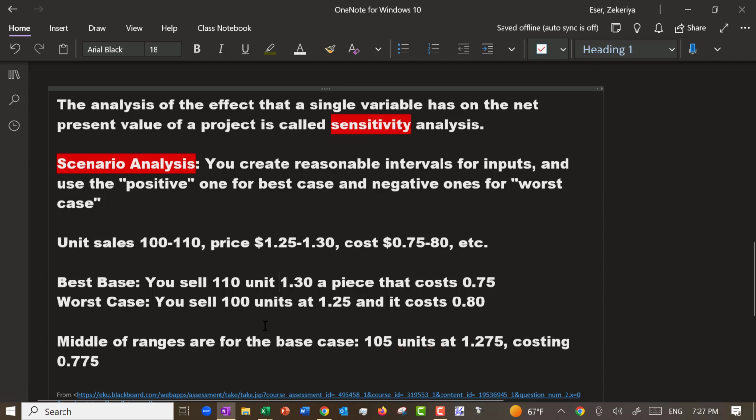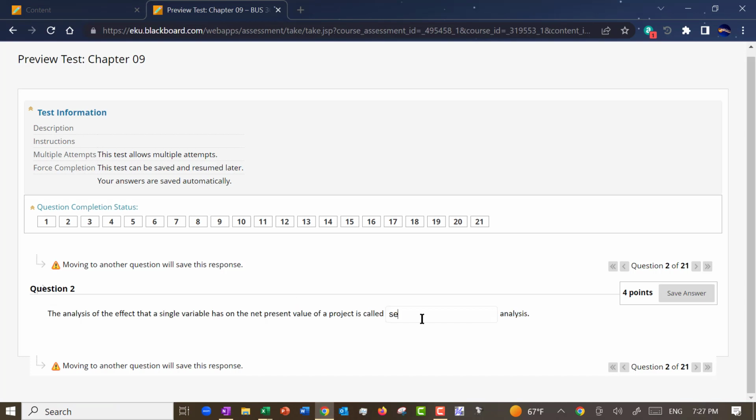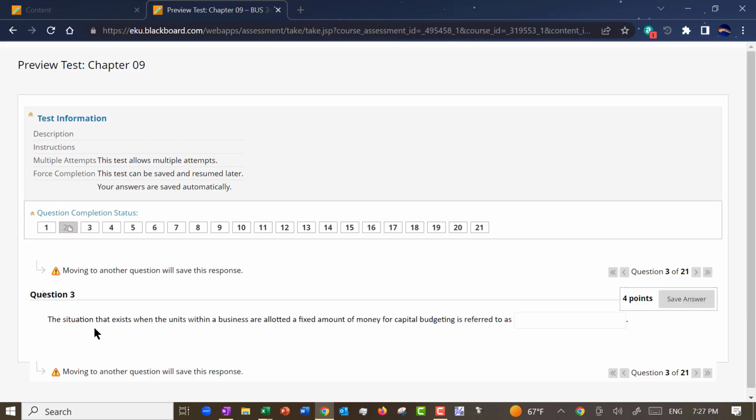The situation that exists when the units within a business are allotted a fixed amount of money for capital budgeting is called hard rationing.